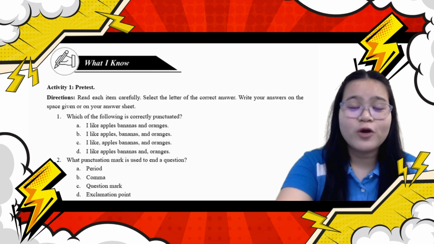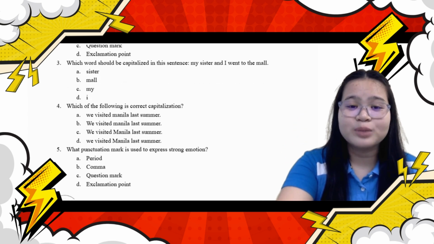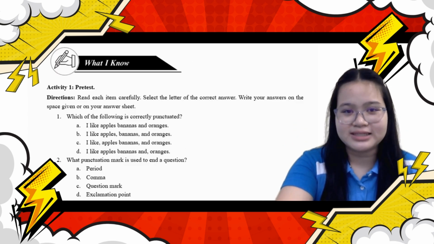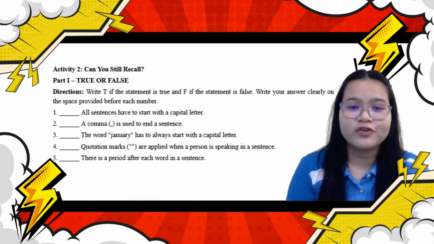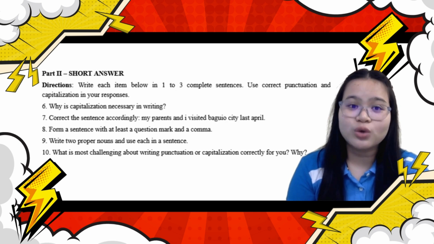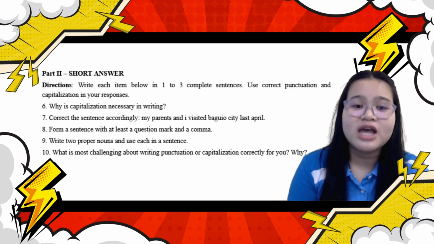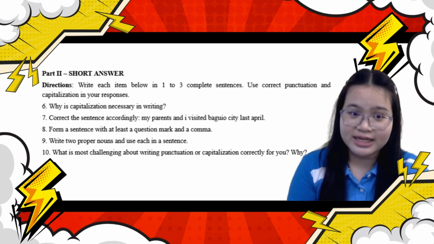So this module formally starts with Activity number 1, which is the pre-test. It is a 5-item multiple-choice quiz that activates prior knowledge about punctuation and capitalization. Activity number 2, Can You Still Recall? The first part is true or false. It is a quick check on common punctuation rules, and the second part is short answer. This is where the learners answer reflective and application-based questions using proper punctuation and capitalization.